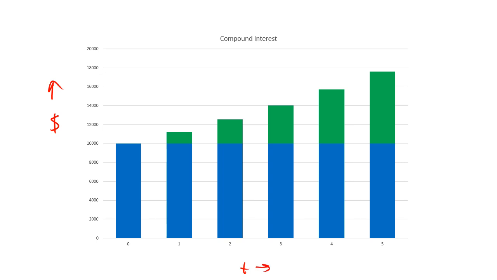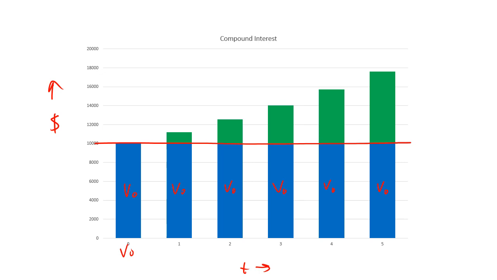We do have that blue bit and the green bit, and the blue bit is exactly the same size as before. I'll try and line up a nice line there. And so this is V naught. So this is 10,000, that's 10,000, that's 10,000. That has not changed at all.